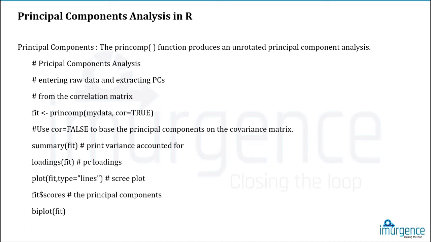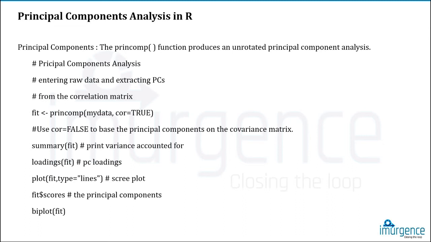The princomp function produces an unrotated principal component analysis. I talked about orthogonal transformations; this one doesn't do that, so there is something else which we'll be doing later for that. The principal component analysis achieved by the princomp function produces principal components without rotation. So there is rotation and without rotation.